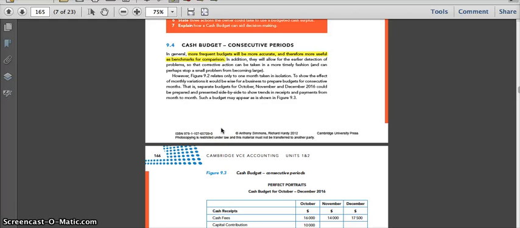All right, boys, we're just moving on to cash budgets for consecutive periods. Look, it's pretty safe to say that the more frequent a budget is made, the more accurate it's going to be, and the earlier detection of problems is going to occur. So what we can do is set up a budget to run over multiple periods.